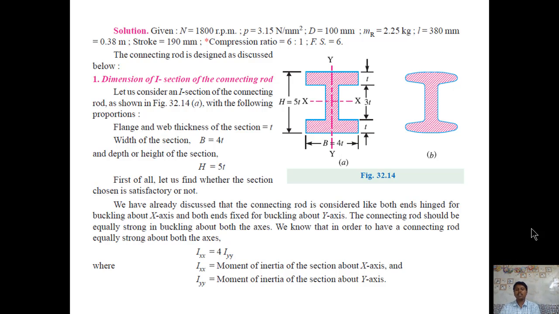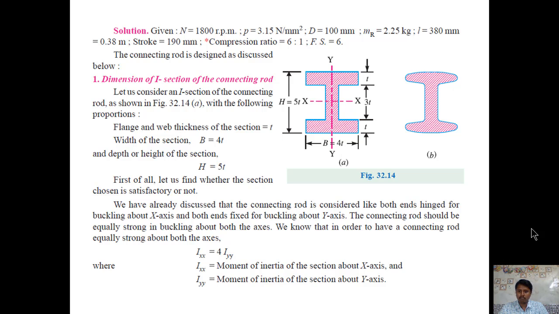So, first step, we have to design the I section of the connecting rod. Before we begin, we have shown how the I section will look. The I section thickness is considered as t. In terms of thickness, the height of the I is h equal to 5t, and the breadth of the I is taken as 4t. The axes are also clearly marked: the horizontal axis for this I section is xx and the vertical axis is yy.